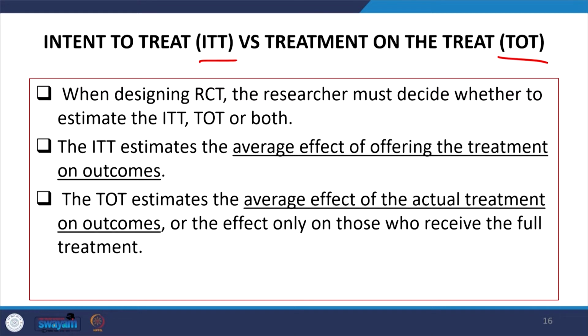The TOT, treatment on the treated, is estimated for the treatment group. TOT estimates the average effect of the actual treatment on the outcomes, or the effect only on those who receive the full treatment. Likewise, in PSM we discussed ATET as compared to ATE. Here also there is a difference between ITT and TOT. TOT is specifically on the group where the actual or full treatment is taken or given.